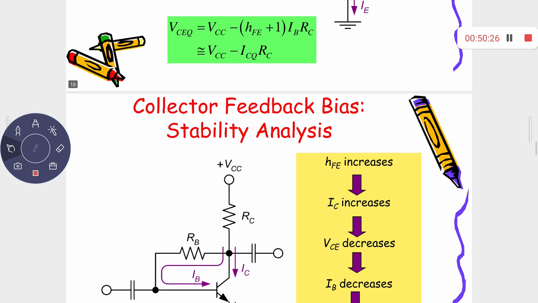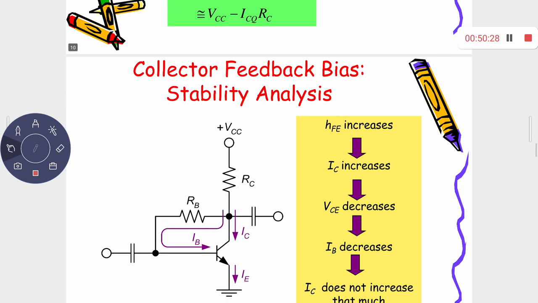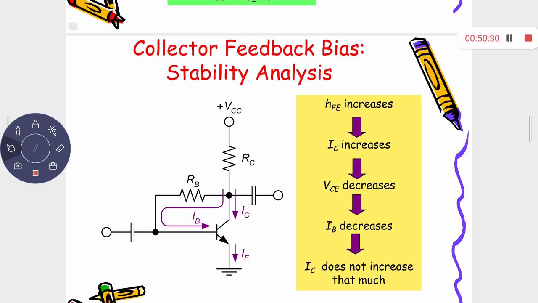So what is the reason behind the more stable circuit here? Why do you think that this circuit is more stable? Because if beta changes, what do you have? Typically IC will increase.